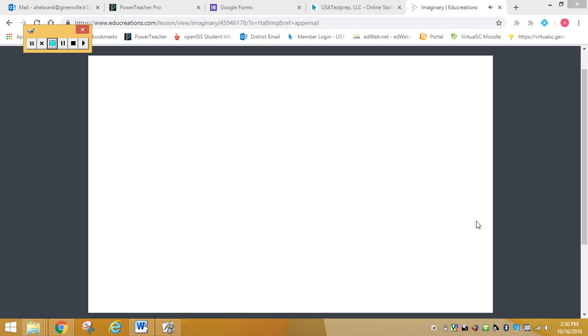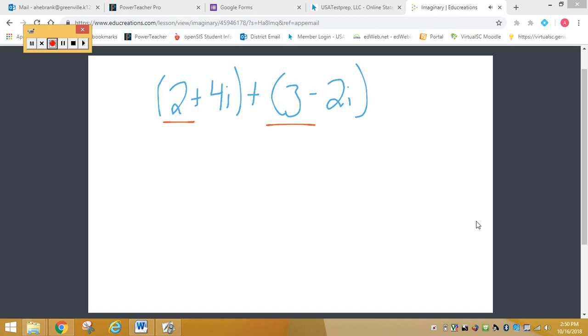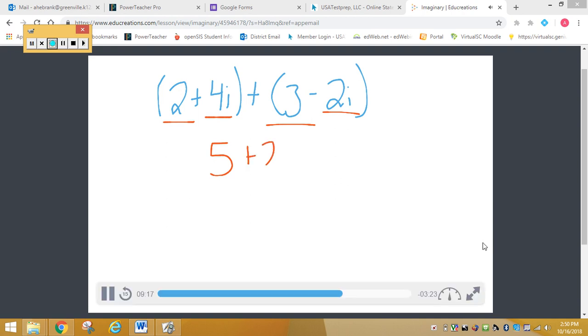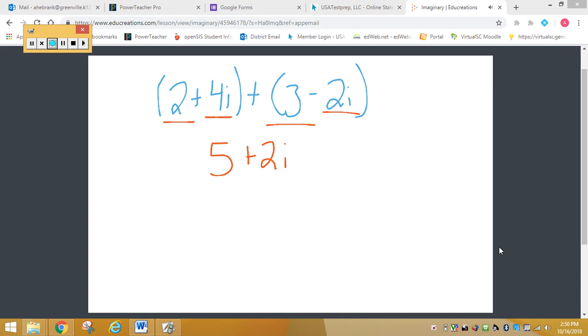The second page is all about adding and subtracting and multiplying and dividing i's. So it's actually not too difficult. Let's do this problem. Let's do 2 plus 4i plus 3 minus 2i. It's just like pretend i is a variable. You're going to combine your like terms. So I can combine 2 and 3 and get 5. And I can combine my i's. 4 plus negative 2 and get positive 2i. And that's just your answer. You don't go any further.